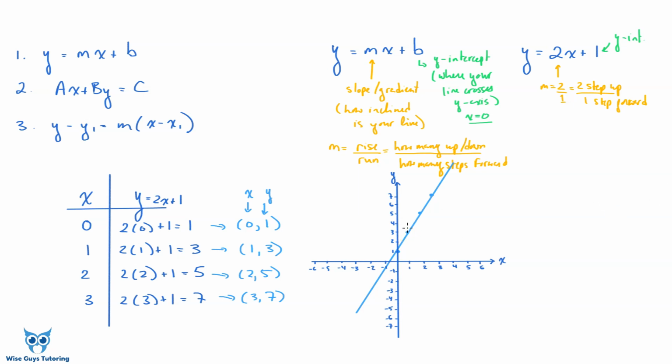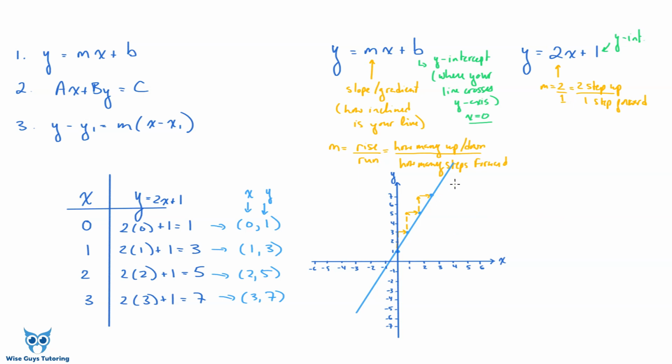If we take 2 steps up, we're at 5, and then we take 1 step forward. That gets me to the next point. And if you keep doing that, 2 steps up and 1 step forward, you get exactly to the next point. Even if we had started here, you get 2 steps up to 3 and then 1 step to the right. Okay, so that's what the slope means.